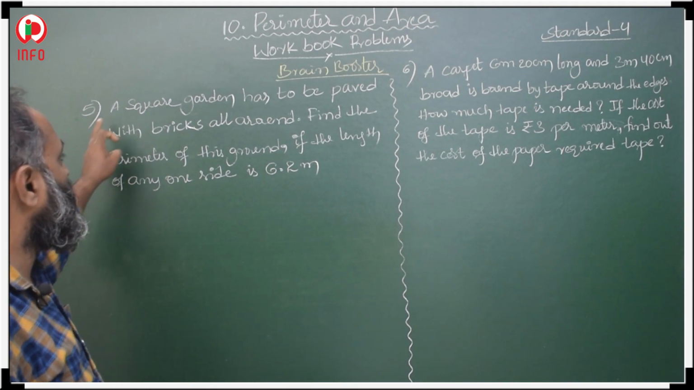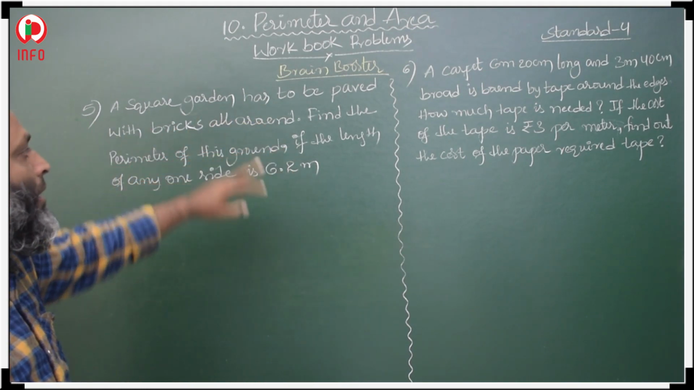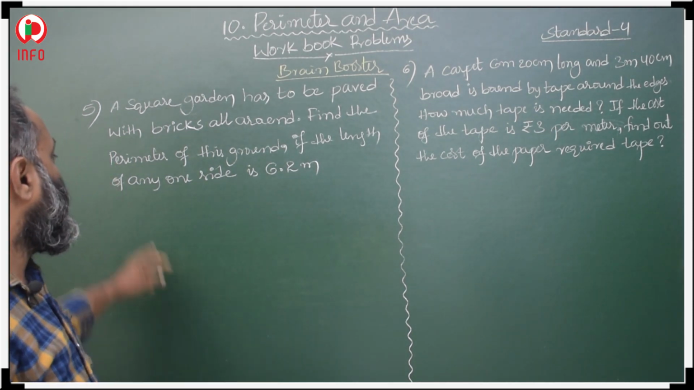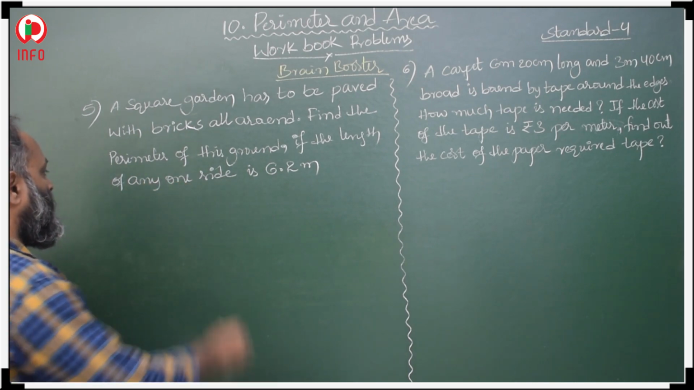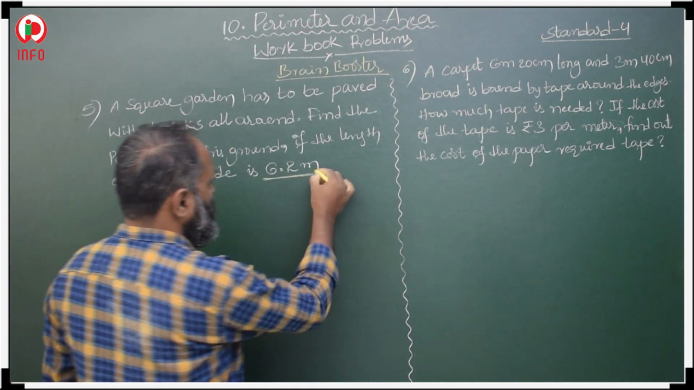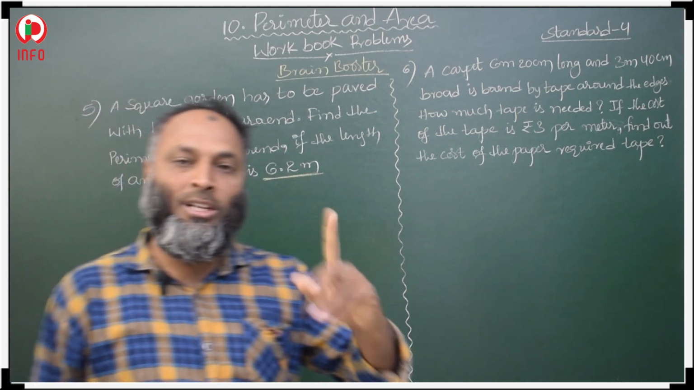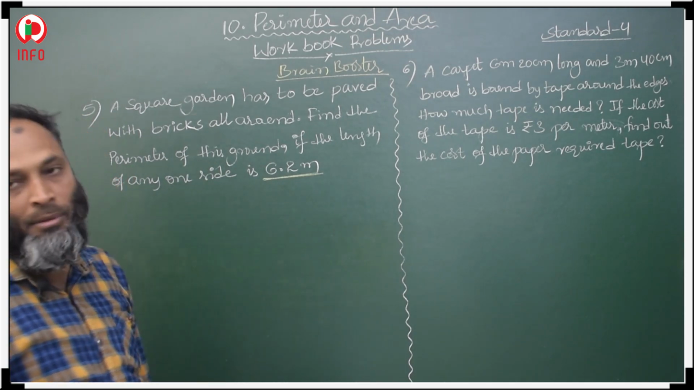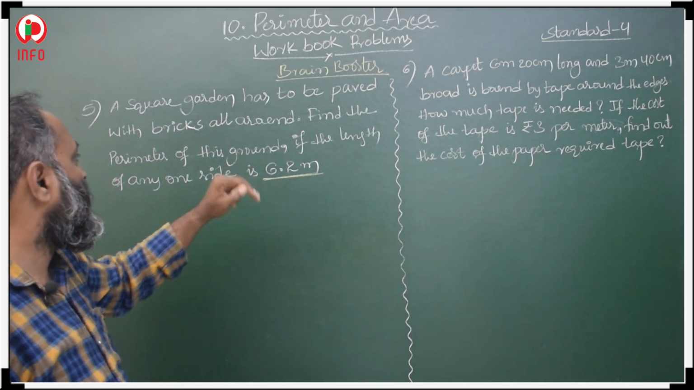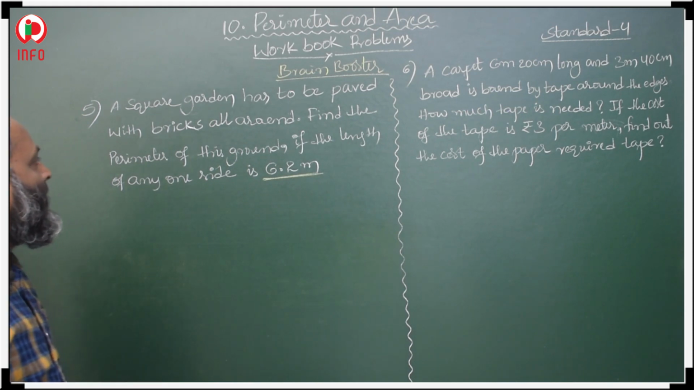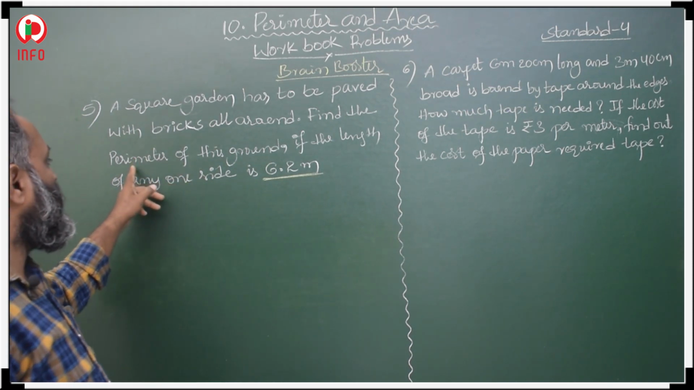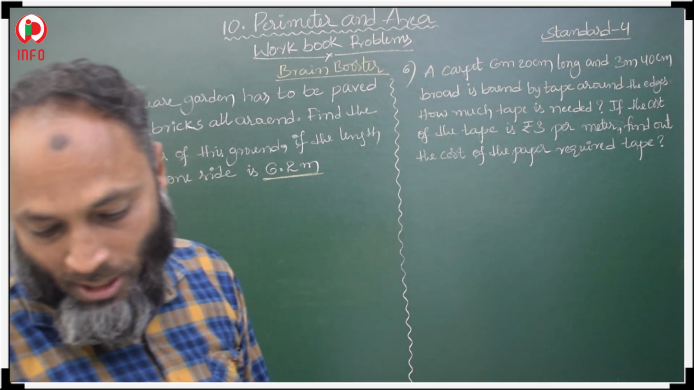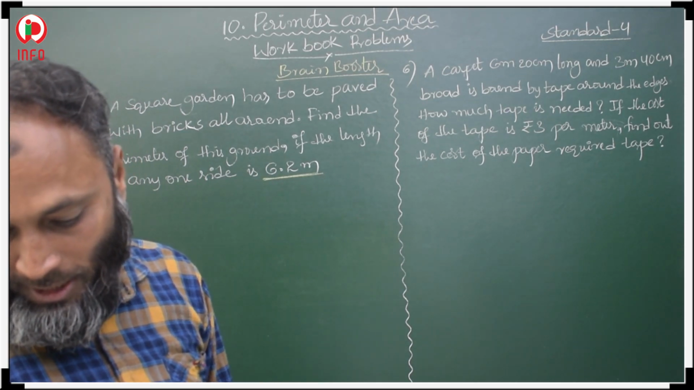Now students, next question: a square garden has to be paved with bricks all around. They keep bricks and make a pavement. So find the perimeter of the ground. The length of one side is given, since it is a square, that is why he has given only one side. So we should find the perimeter of the garden ground. A square garden has to be paved with bricks around it. Find the perimeter of the ground, which has a side of 6.2 meters.